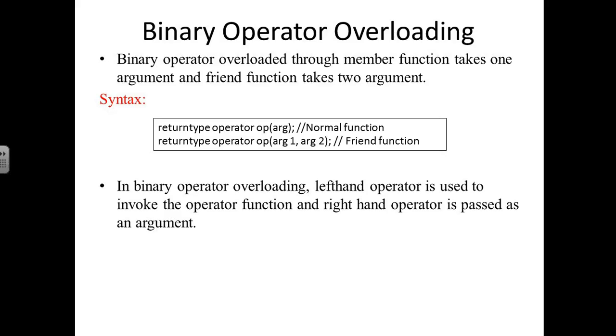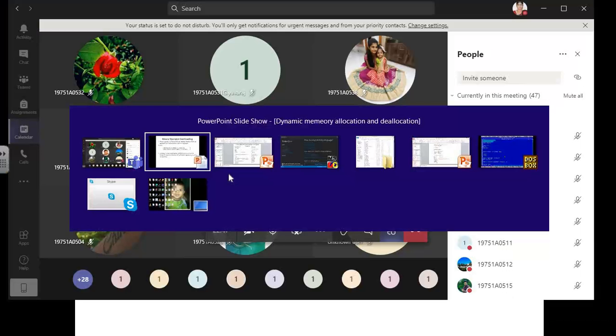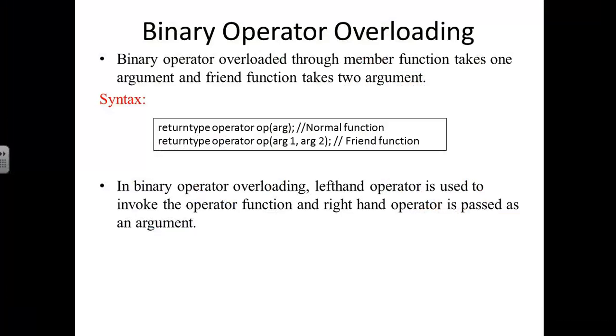Now let us discuss binary operator overloading. We have already seen unary operator overloading, so the next concept is binary operator overloading. If it is binary operator overloading, then it will have two operands. The operator will be associated with two operands, so for whatever operation we are going to perform, we will have two operands.